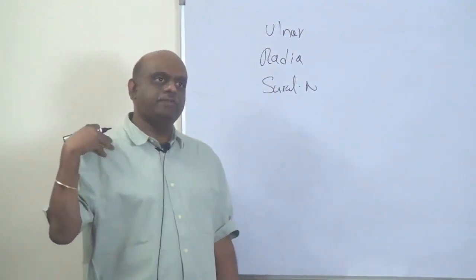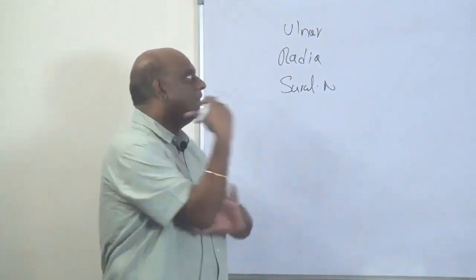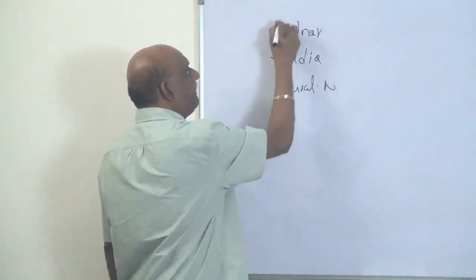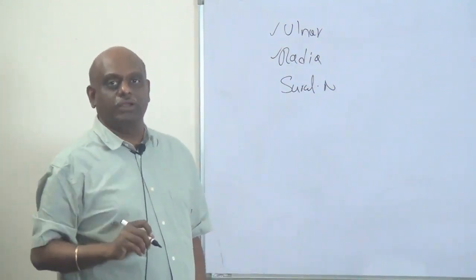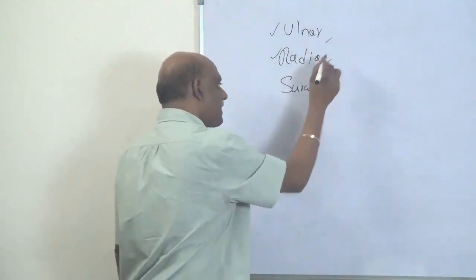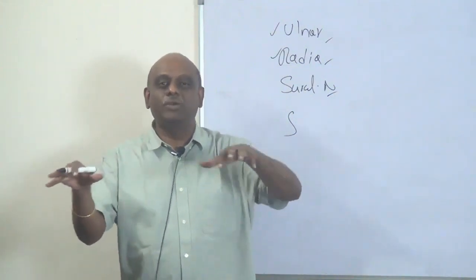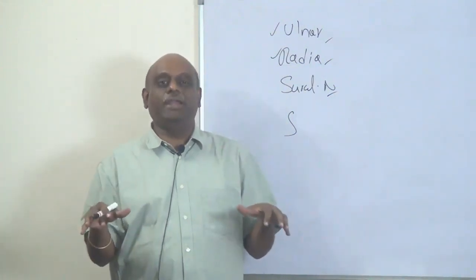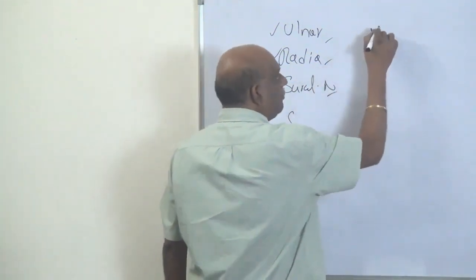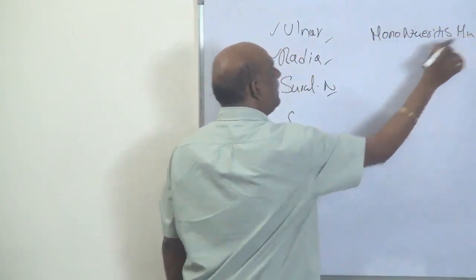Suppose if you have some problem in your brachial plexus, or if you have a fracture of your humerus, then only radial nerve gets injured. If you are having leprosy, ulnar nerve alone is involved. But if the patient is presenting with ulnar nerve, radial nerve, sural nerve, sciatic nerve, multiple nerve neuropathies, if he is showing, then what is the condition that you will be thinking of? You will be thinking of mononeuritis multiplex.